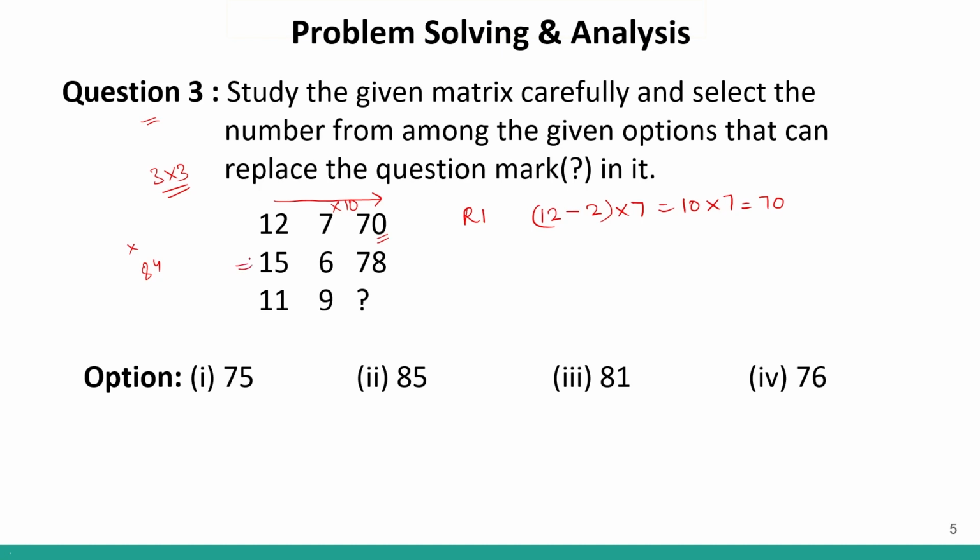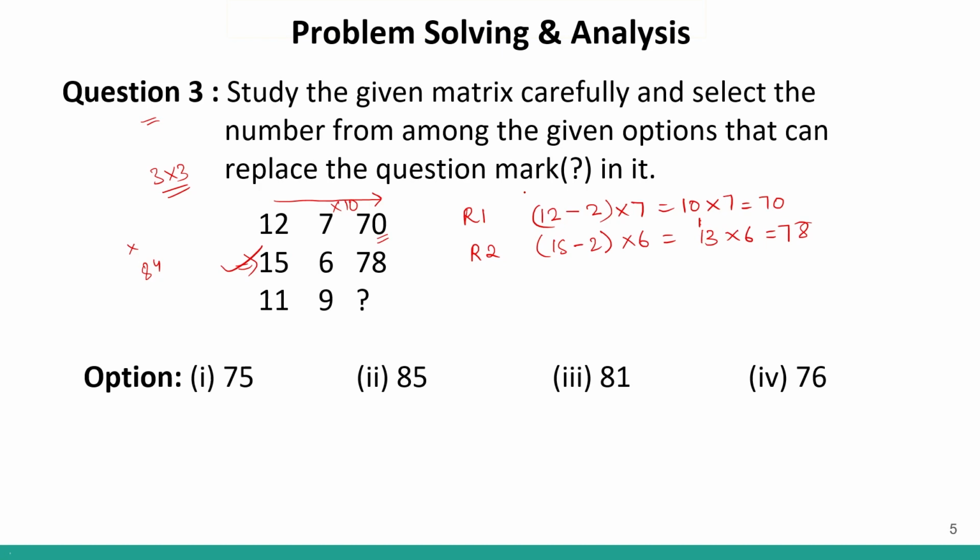Let us see if the same logic follows for row 2 as well. So in row 2, it will be 15 minus 2 into 6. 15 minus 2 is what? 13. And 13 into 6. 6 3s are 18, 1 carried. 6 1s are 6 plus 1, 7. So row 2 gives me 78. So logically, this pattern is correct for row 2 as well.